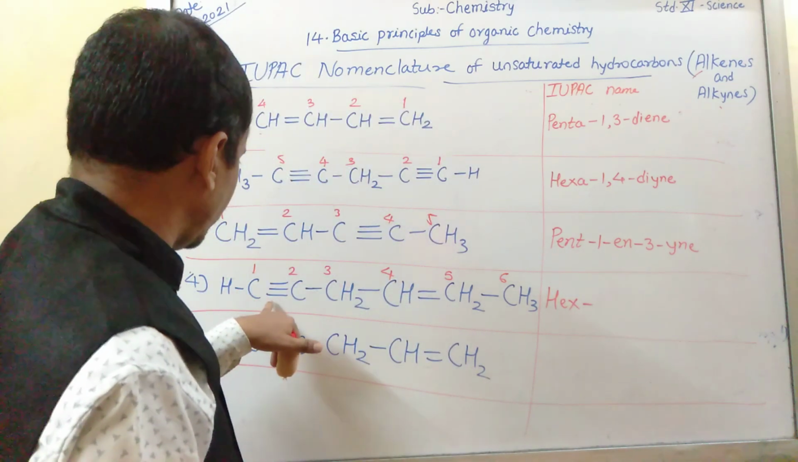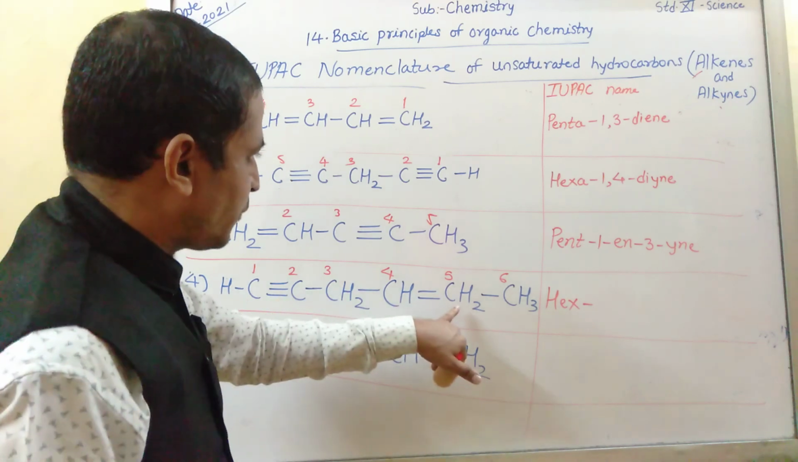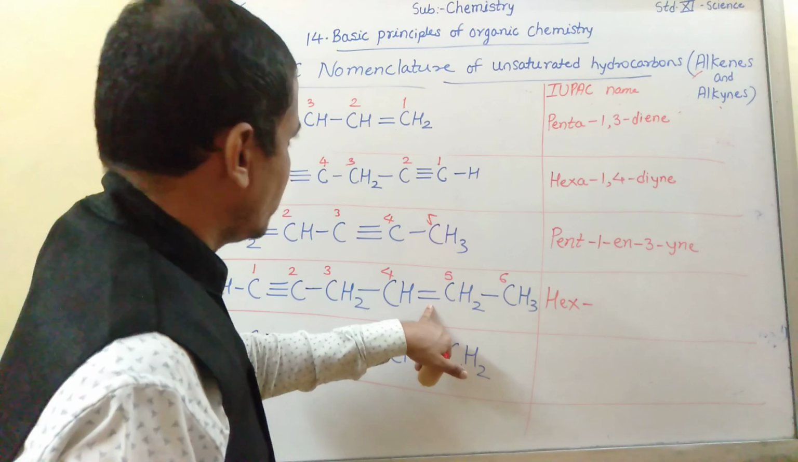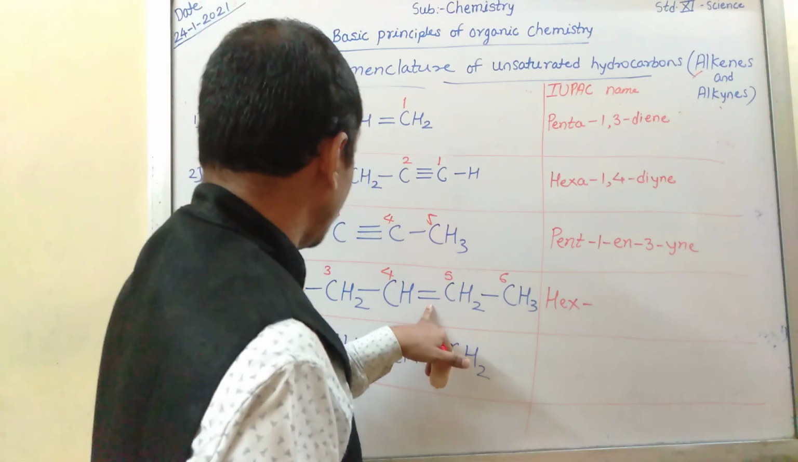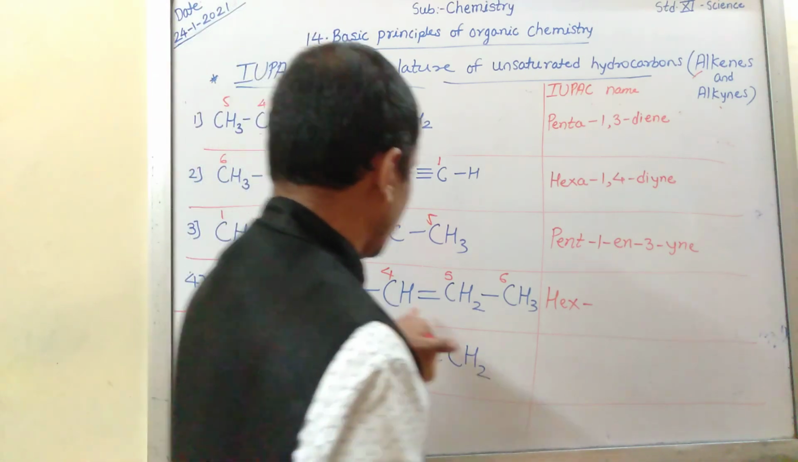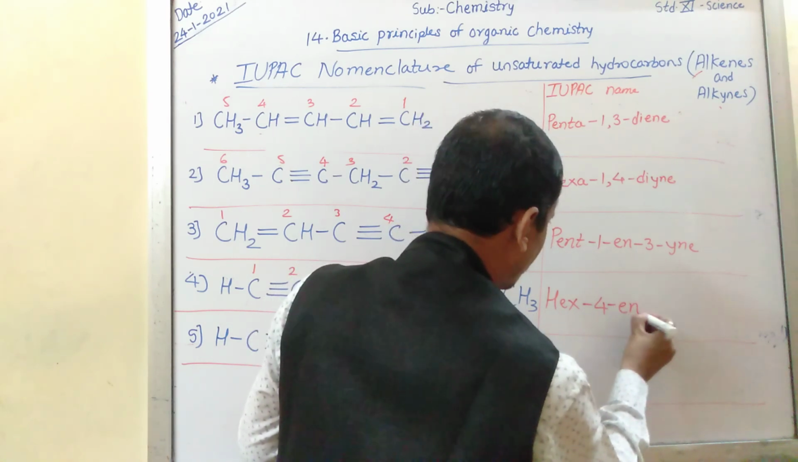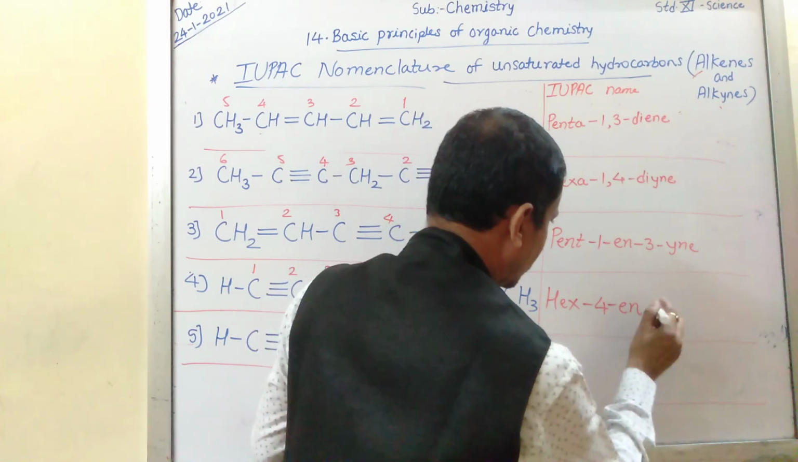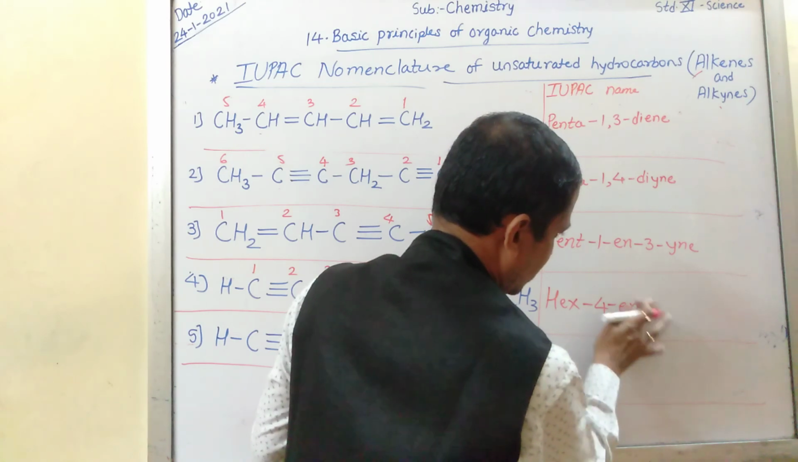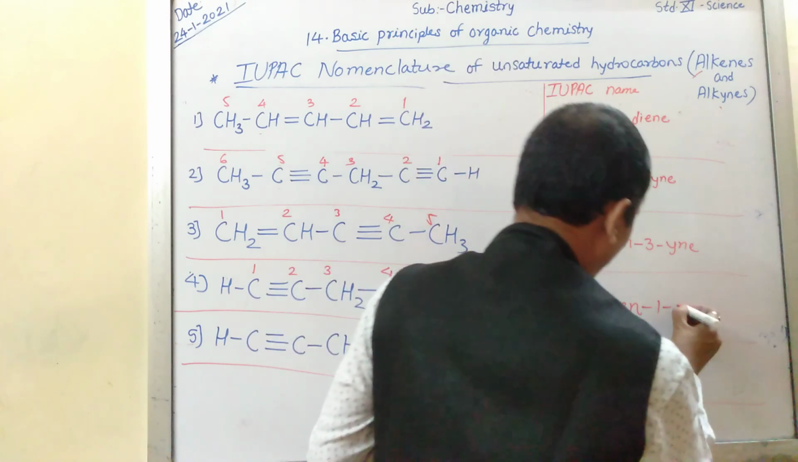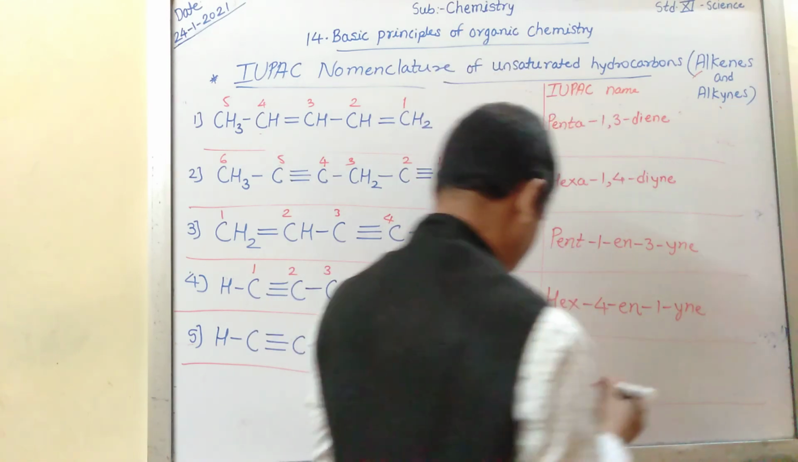After the first carbon atom there is a triple bond, and after the fourth carbon atom there is a double bond. In alphabetical order, E comes first and Y comes later. So here we put 4 in. Don't put this E. Remove this E. Here you get 1, and here you get Y and E.